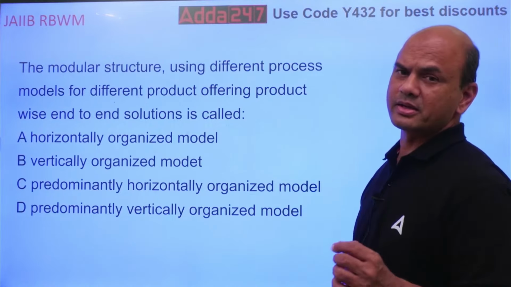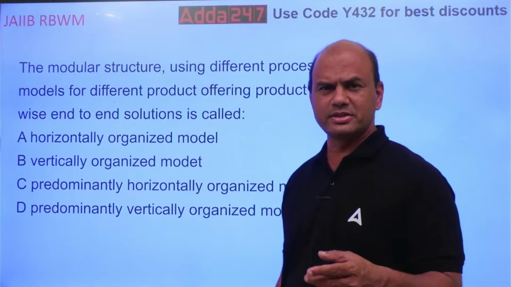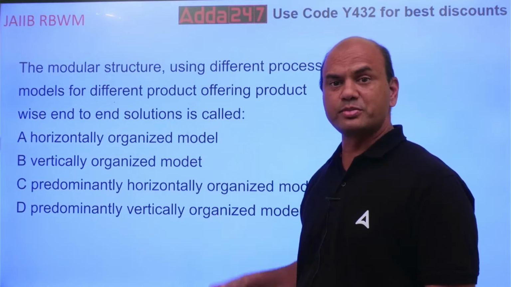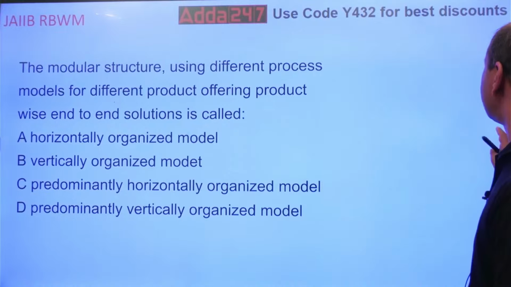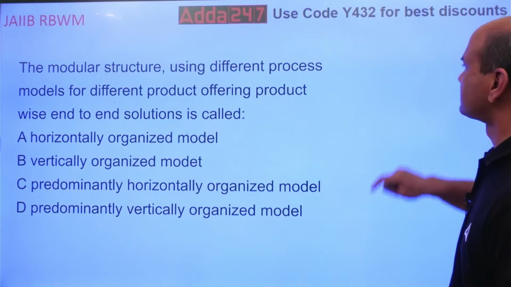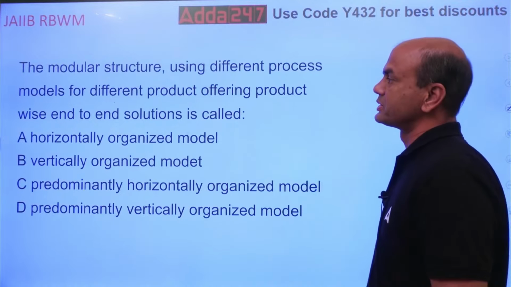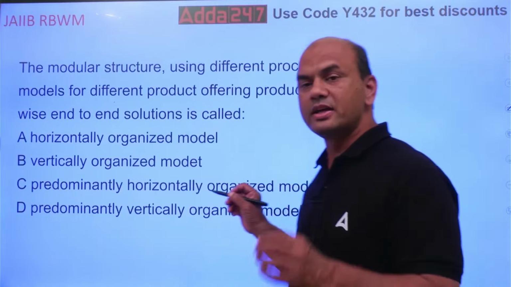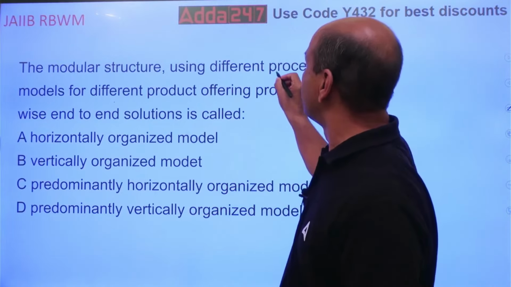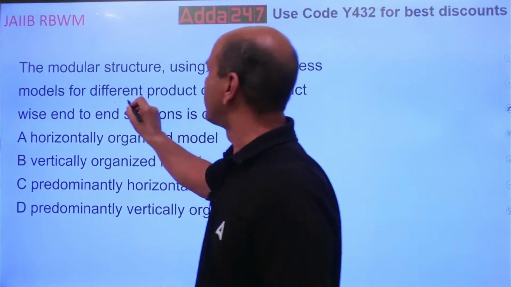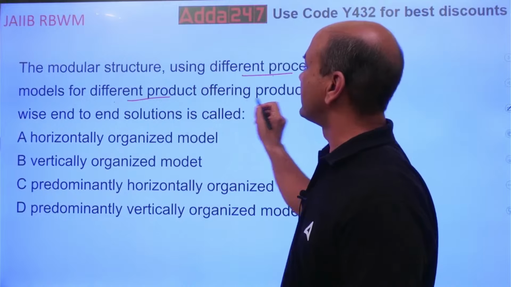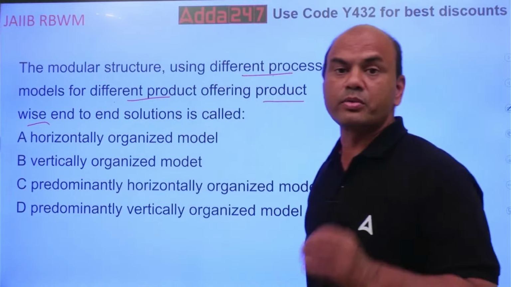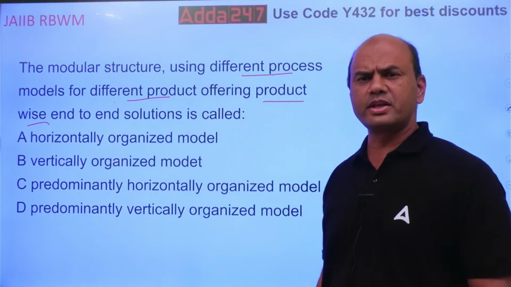Now this topic, have you seen my earlier Raftar series? There I had explained this model also. Look at this, what is it actually? The modular structure using different process models for different products, offering product-wise end-to-end solutions. Understand the two important words over here: different process for different products, product-wise. So everything over here is focusing on product.